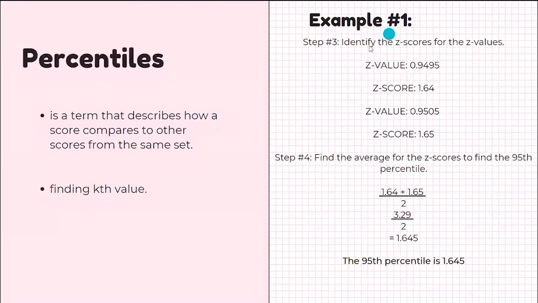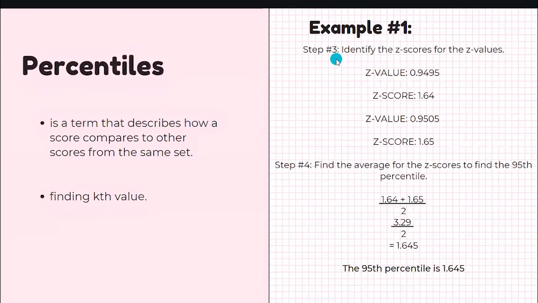So here, we are now done in our step number 3, which is identifying the z-scores for the values. For the value 0.9495, the z-score is 1.64. For the value of 0.9505, the z-score is 1.65. Last step in finding the percentiles. Step number 4. Find the average of the z-scores to find the 95th percentile.